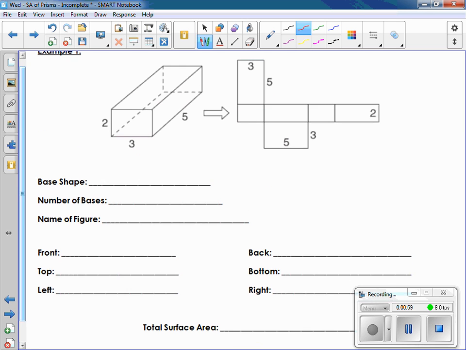So on this one, this is a prism because it has two bases, and we're looking at the net. In this particular one, it doesn't matter what you use as your base, it's going to be a rectangle. Typically, you're going to use the two that are the same. These two are the same. The ones around here are all the same, which to me says that those are faces, and this one's a base. So the base shape is a rectangle, and there are two of them, and that makes this a rectangular prism.